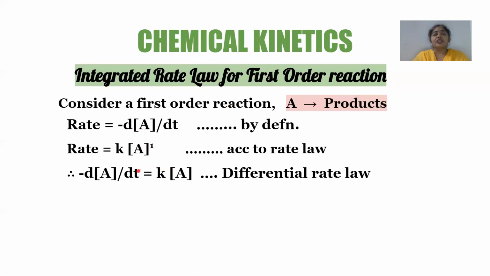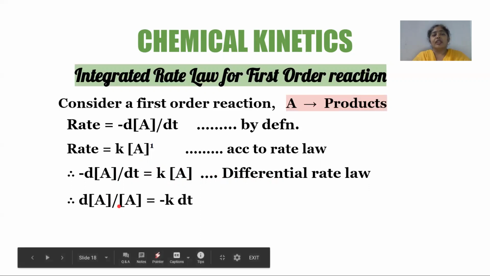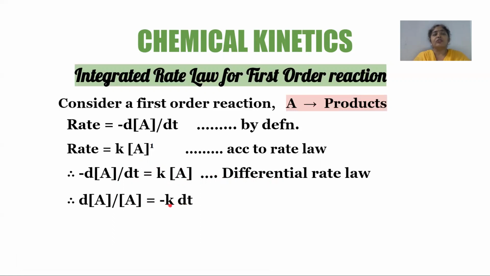This expression, minus dA by dt is equal to K into A, is called the differential rate law. Please keep this in mind. We'll be using this in the later part of the session. Now, we need to integrate this differential rate law. For that, we bring the similar variables together. So I take dA upon A on the left hand side and shift the dt to the right hand side. So I have dA upon A equals minus K into dt.